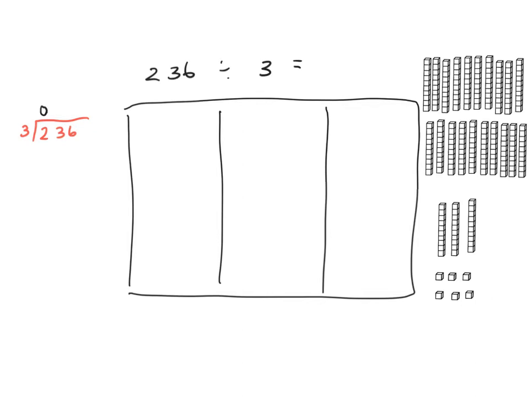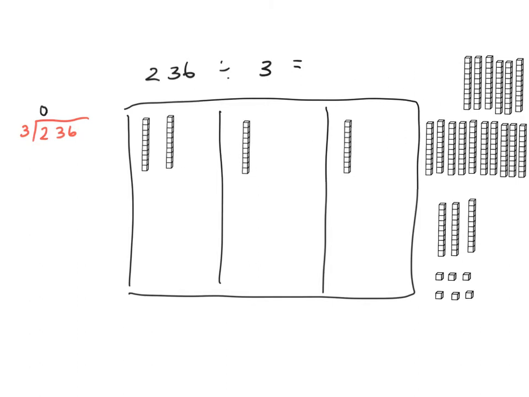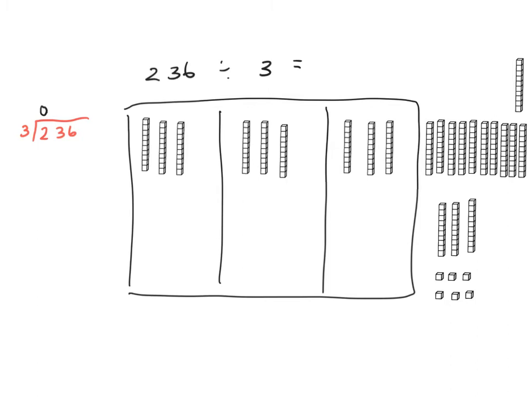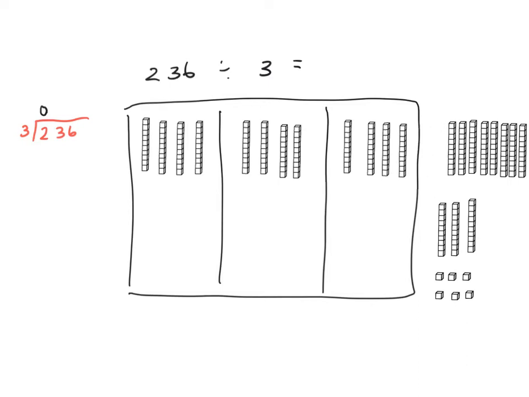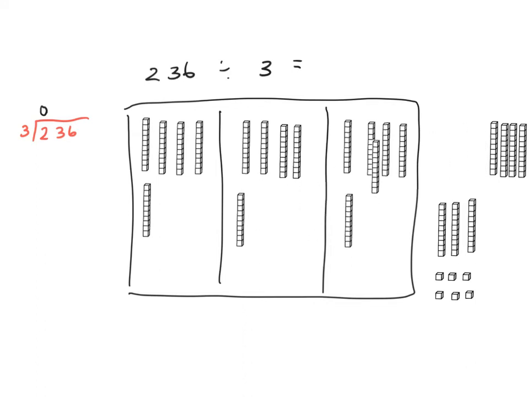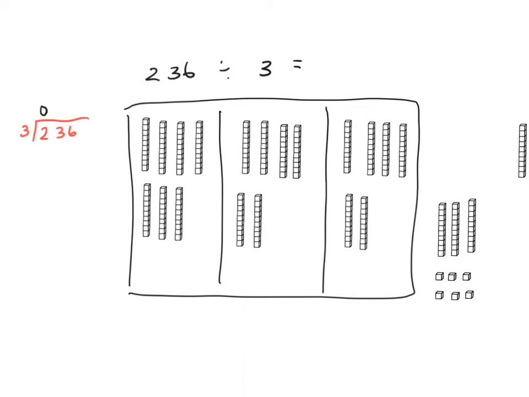So now that I've made that exchange, I can start sharing each of my longs equally among my 3 groups. This will take just a minute. I'm basically just saying 1 for you, 1 for you, 1 for you for each of these groups, and I want to share every single one of these longs equally. So I'm getting close. I also want to share the 3 from my 30. And I want to keep going until I can't anymore.